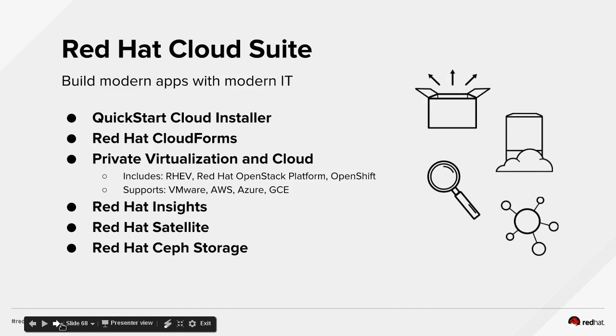It comes with the Quick Start Cloud installer. We'll see what that's about. We saw CloudForms, and it comes with Red Hat Enterprise Virtualization, Red Hat OpenStack Platform, OpenShift, and obviously supports VMware, Azure, Amazon, and GCE. It also comes with Insights, Satellite, and Ceph storage, and we'll go into more detail on those.